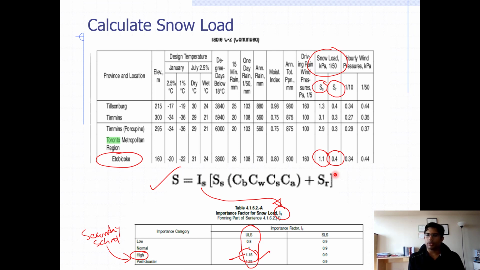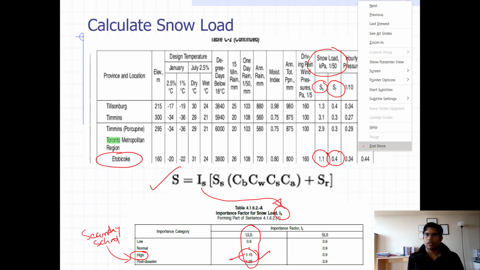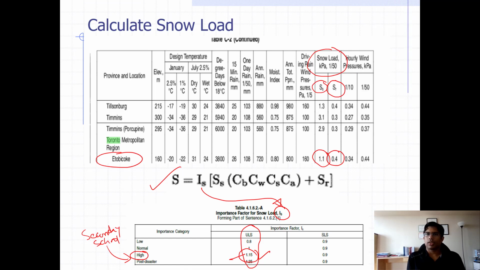And just one quick thing, for the wind calculation, we need to use this one, hourly wind pressure, either 1 in 10 year or 1 in 50 year. It depends on how many years you're calculating; usually I use 1 in 50 year to stay on the safe side. So if you are calculating the wind load, we need to consider 0.44 for wind.